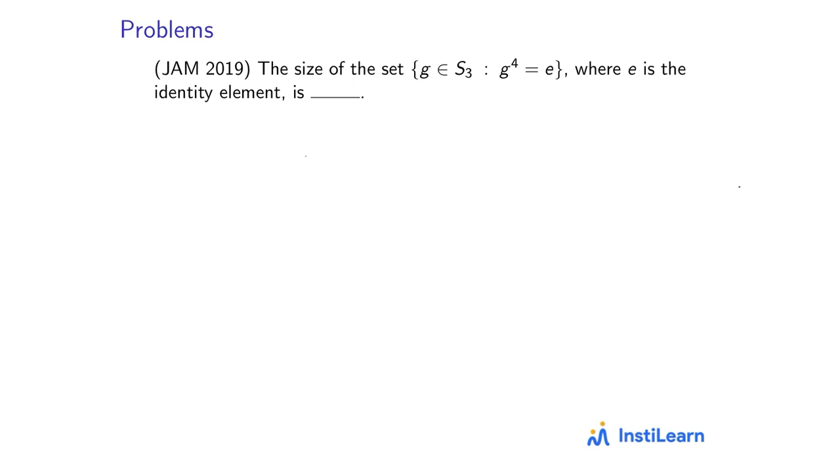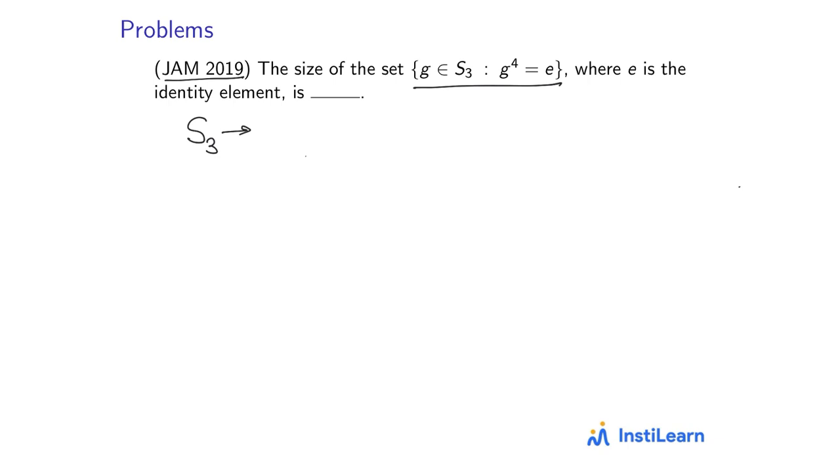Okay, so this question is from JAM 2019, and it asks what is the size of this set. What are the elements in S3 such that when you take g to the power 4, that is, you compose g with itself 4 times, you get the identity element? Okay, so for that, let's look at the elements of S3.